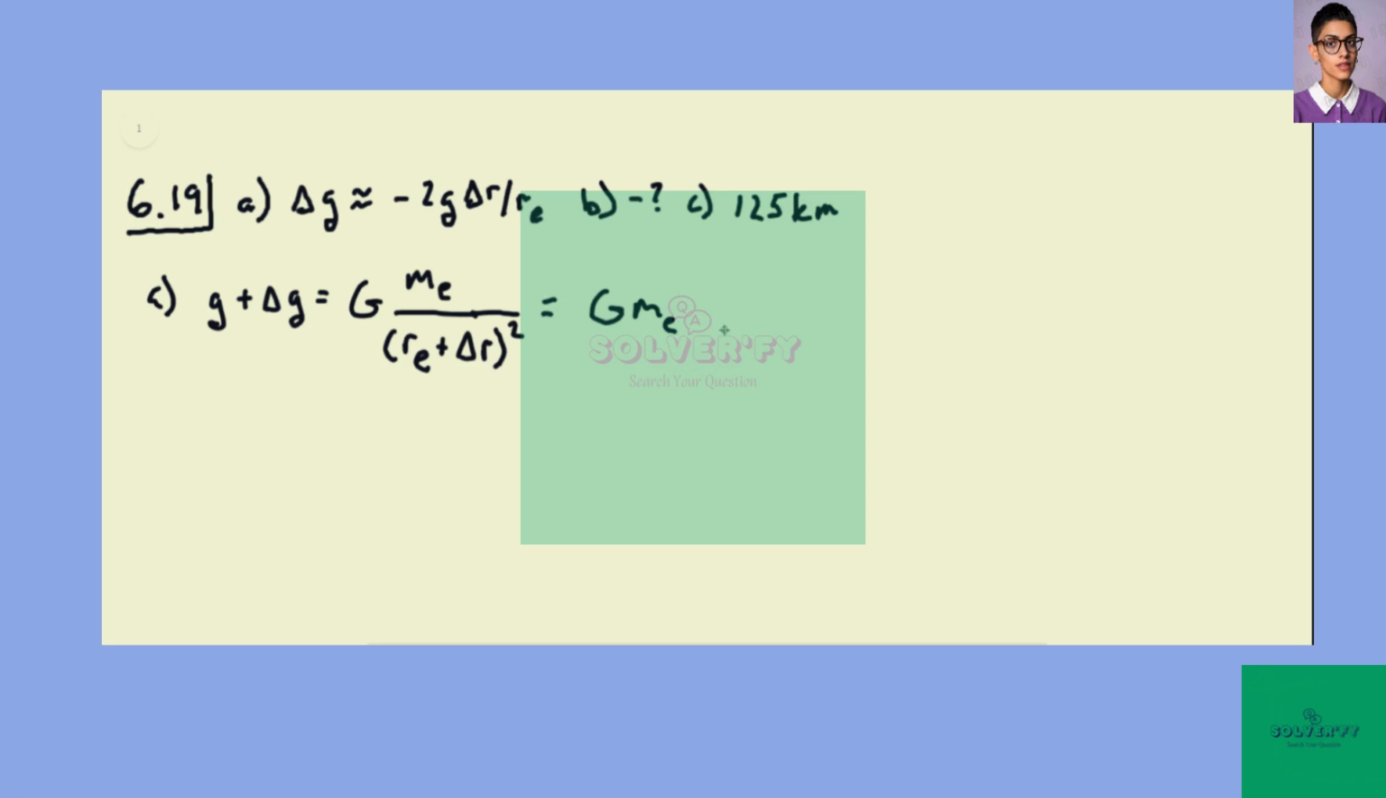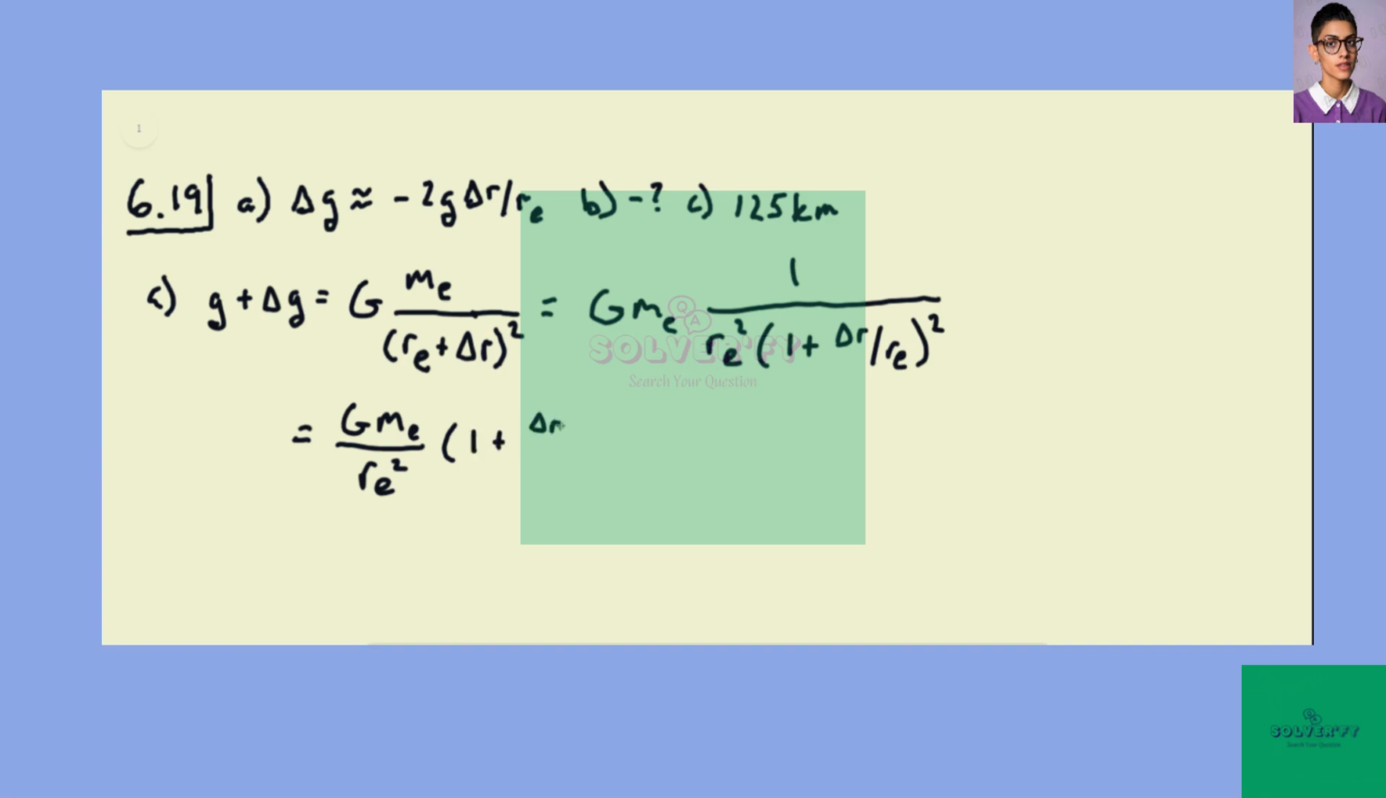Now it will be helpful if we write this slightly differently. So if we take out an RE squared from that, we have 1 plus delta R over RE, squared, and then rewriting this so it's easier to apply the binomial expansion, we have the value of little g at Earth's surface times 1 plus the ratio of the change in distance to the Earth's radius to the negative second power.